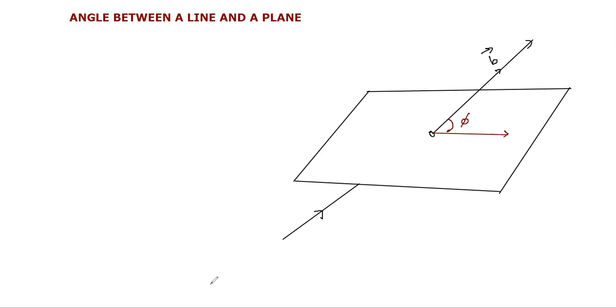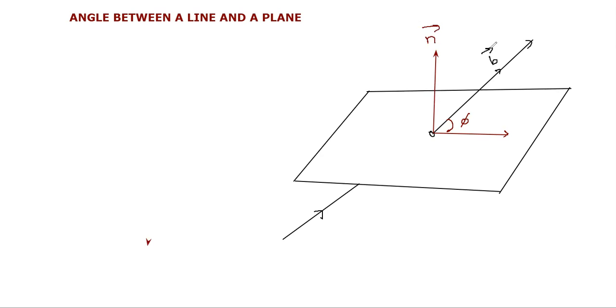So what we will do, we will draw a normal to the plane at this point. Draw a normal to the plane. Okay. This is the normal to the plane, n. As I told you before, what is a normal?